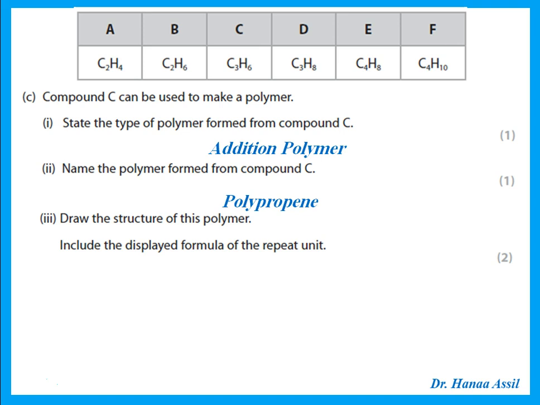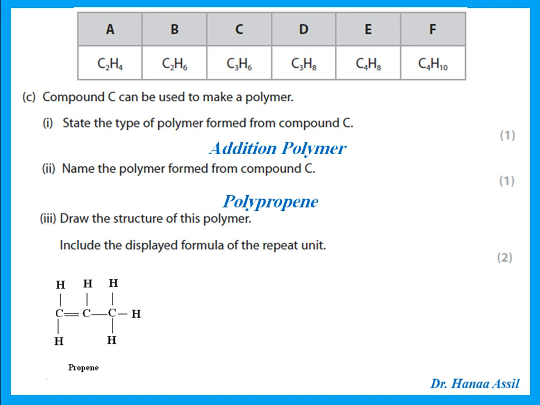Okay? Draw the structure of this polymer. How do we draw the structure of the polymer? This is how we draw propene. Can you see propene? We know that prop means 3 carbons, ene means a double bond somewhere, and you need to complete it with hydrogen so that each carbon does not have more than 4 bonds coming out of it. So this is the structure of propene.